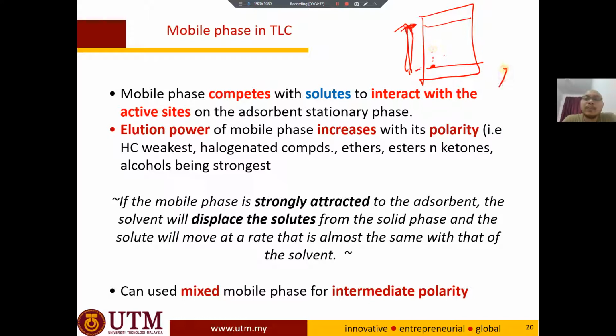Why does it spread? Why can I not draw? Okay, maybe it's spread up to here. So it means that it is of intermediate polarity. Okay, later on we will look into the RF value, or what we call the retardation factor.